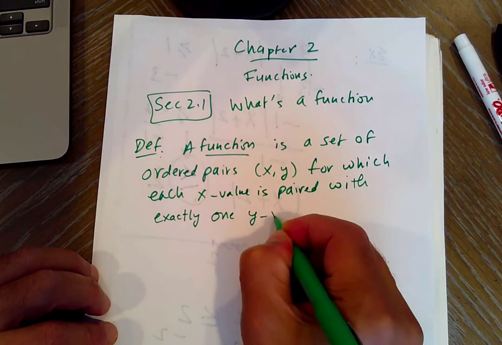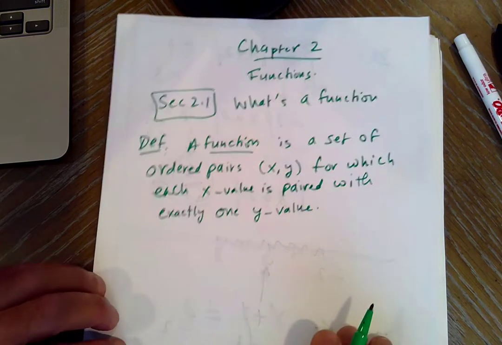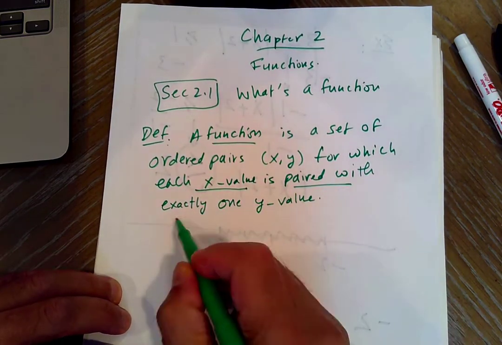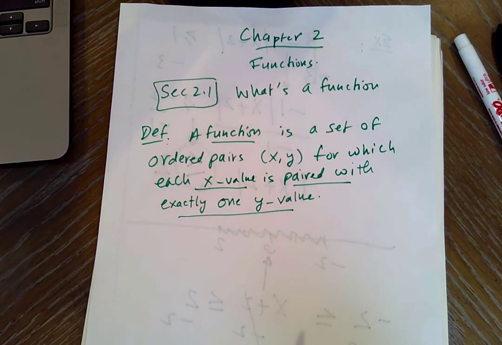This doesn't say each y value is paired with exactly one x. It says each x is paired with exactly one y. So a y value may be paired with no x value, with one x value, or with a million x values. But every x value has to be paired with only one y. No x value in a function can be paired with two or more y values.